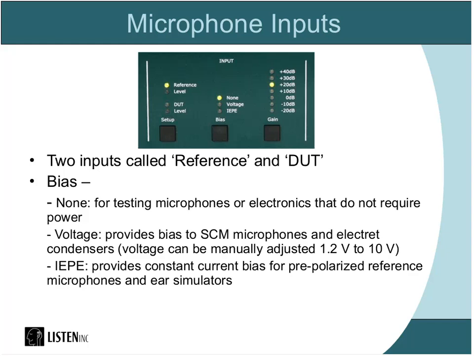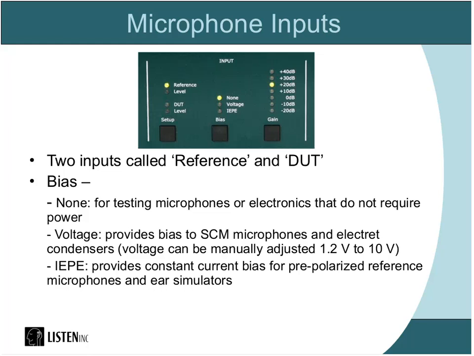And the final option for the bias is IEPE, which provides constant current bias for prepolarized reference microphones and ear stimulators. It's important to note that AmpConnect does not have 200-volt bias like we do on the SoundConnect. So if you have some older reference microphones that require 200-volt, you would probably want to use the SoundConnect, which you could then put into the sound card directly, or still route it through the AmpConnect just to simplify things.